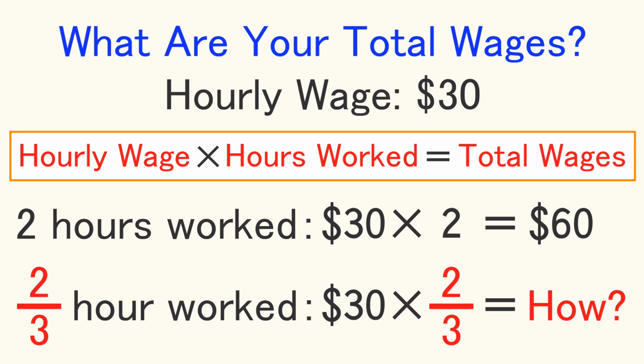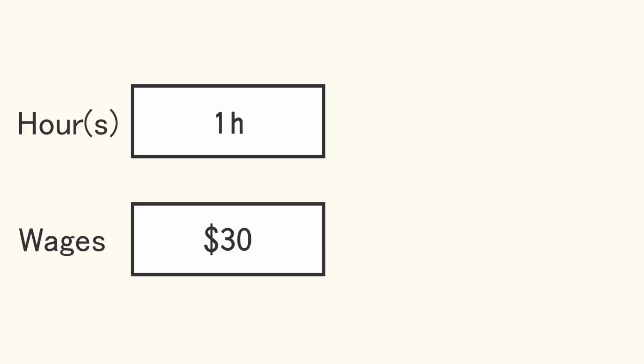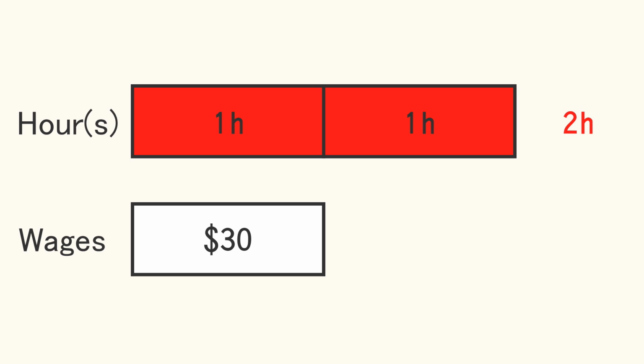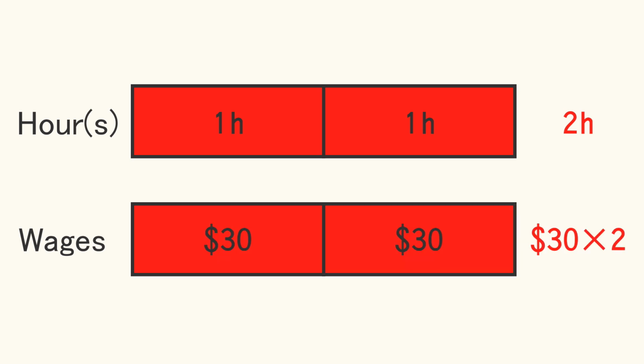Since your hourly wage is $30 and you work for 2/3 hour, the left side of this formula becomes 30 multiplied by 2/3. But how do we calculate 30 multiplied by 2/3? Let's think about it the same way we did with the 2-hour case. Earlier, you worked for 2 full hours, so you received 2 full amounts of your hourly wage of $30.